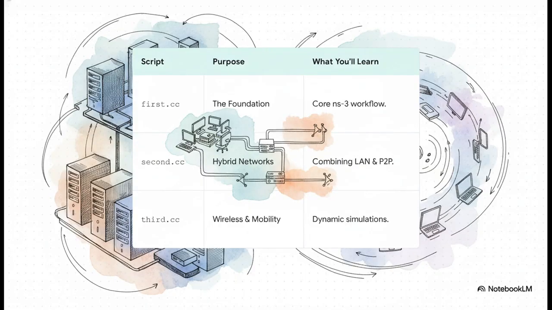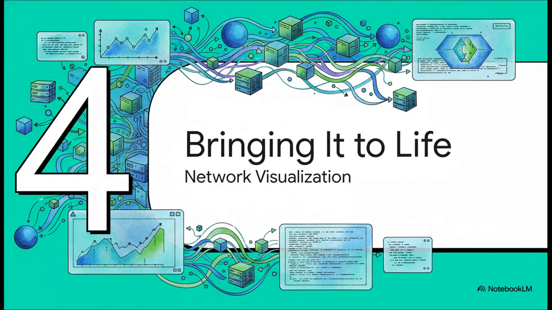And just to make it crystal clear, here are your next few steps on the quest. After you've mastered first.cc, second.cc is going to teach you how to combine different network types, say a local area network with a point-to-point link. Then, third.cc throws you into the world of wireless, letting you create these dynamic simulations where nodes can actually move around. So cool!